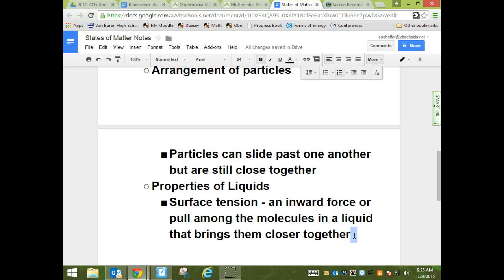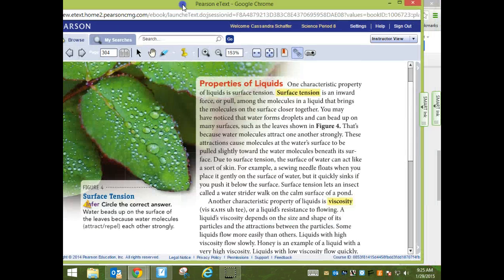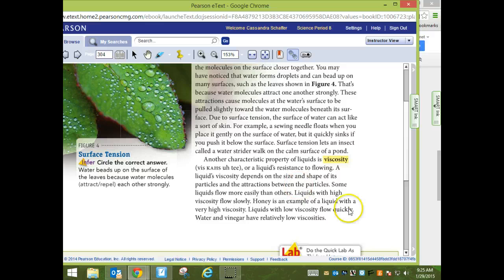Now, you are going to have an investigation that you get to do on surface tension. So while this might not make the most sense right now, it will make more sense once you do that investigation. Let's go back and read the next characteristic.